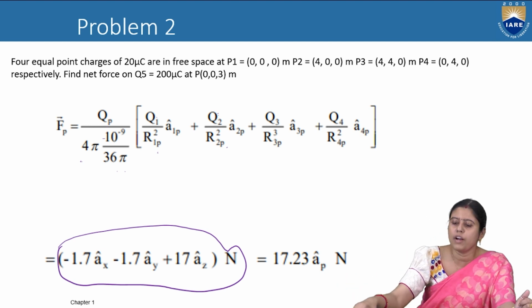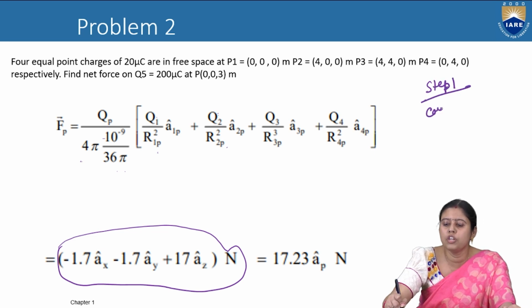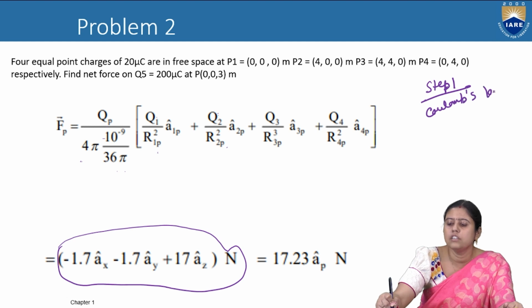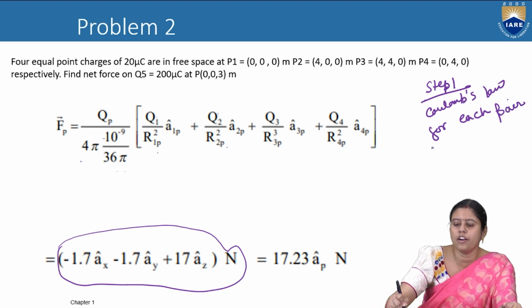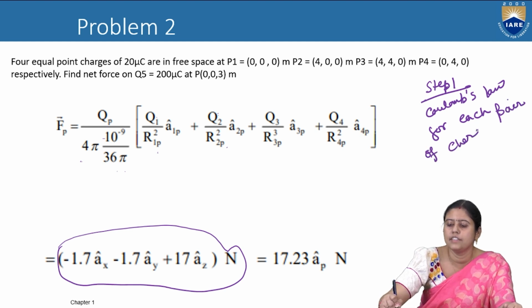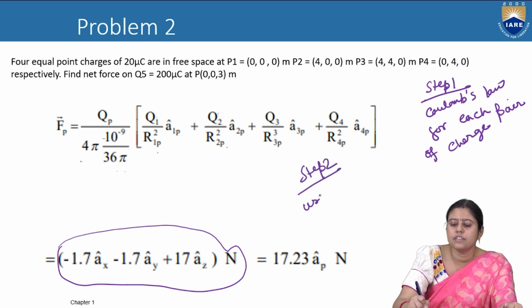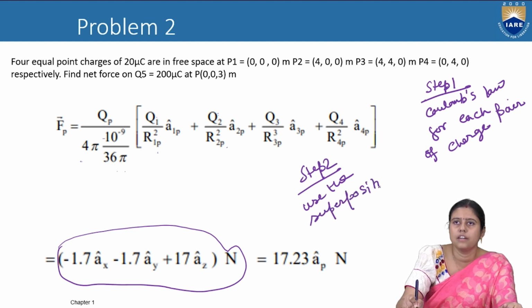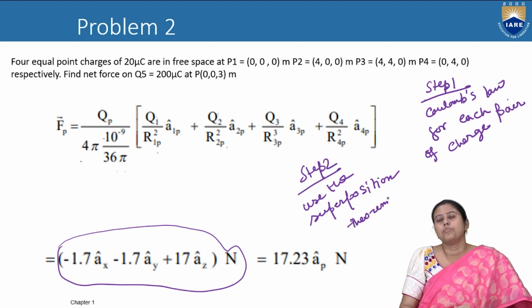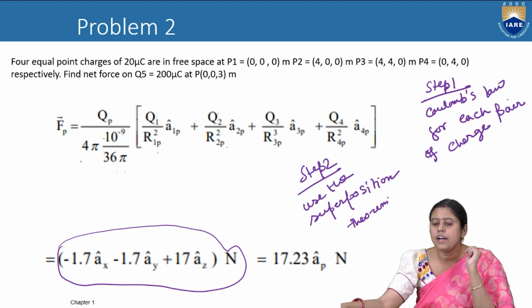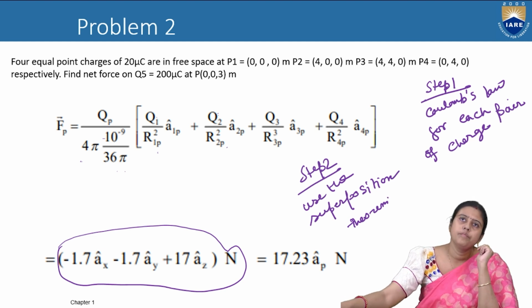So what is the step 1? Step 1 is use the Coulomb's law for each pair of charge. What is the step 2? Step 2 is we use the superposition theorem. So this is the discussion of the problem 2.